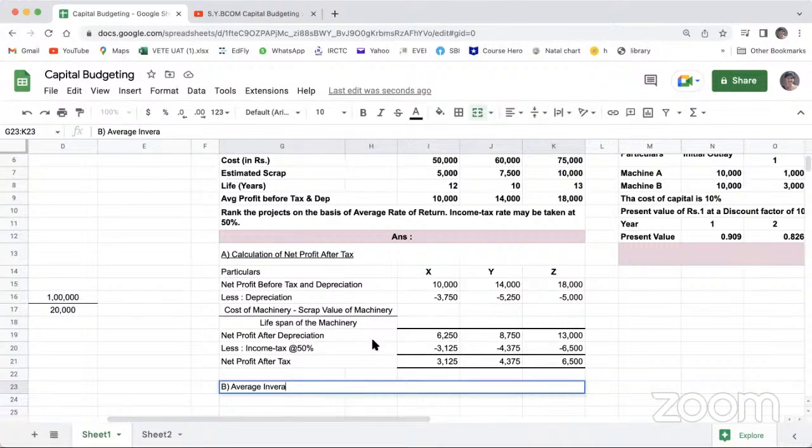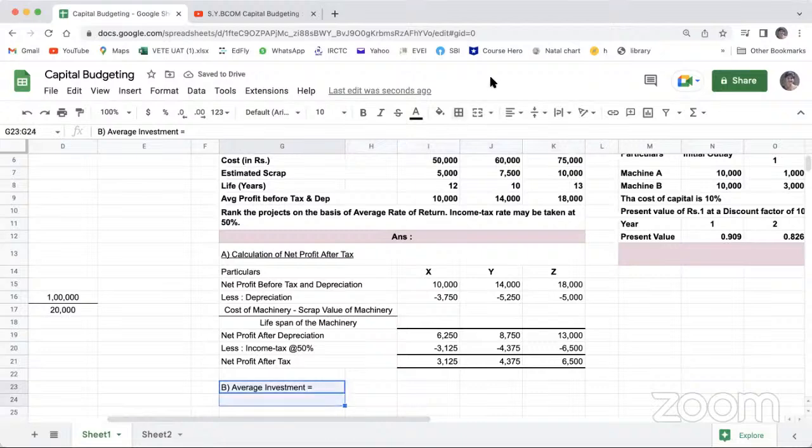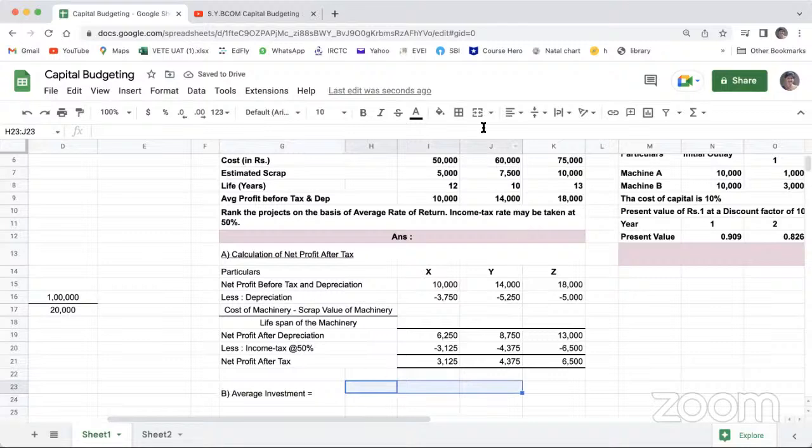Average investment. Why is my laptop getting hung? Okay. इसका फॉर्मूला क्या है? What is the formula for this? कल दिया था, याद है? एवरेज इन्वेस्टमेंट का फॉर्मूला कल दिया था, अगर याद है तो. Anybody remembers? Yes. थोड़ा सा स्लाइट चेंज है उसमें.